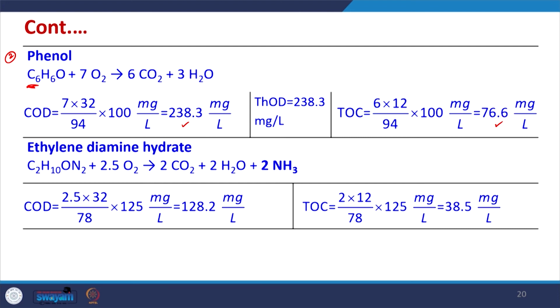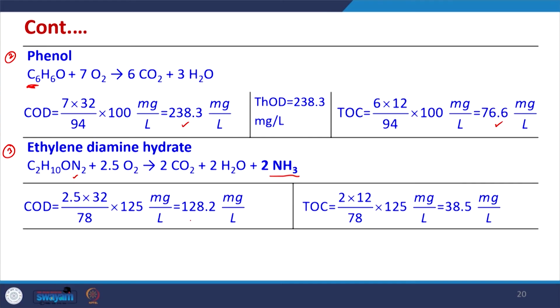Now, coming to the third, because the third is tricky, it is ethylene diamine hydrate, and it contains nitrogen. So, we perform the calculation in two steps. In the one step we only convert this into ammonia. Remember, for COD the reaction is written in terms of ammonia, not HNO3. So, this is the first thing, and we balance it and perform the calculation. The COD value will be 128.2 and the TOC value will be 38.5. We have not performed the calculation for THOD.